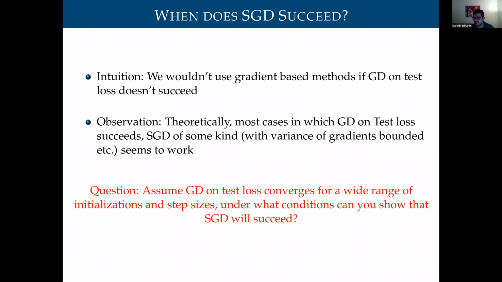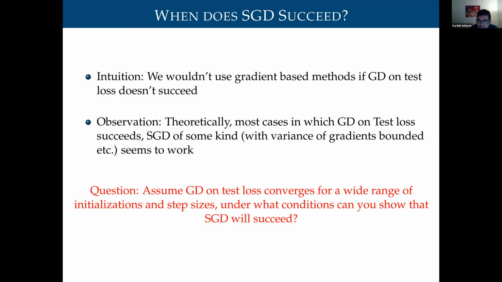And under what conditions can you show that SGD succeeds? For instance, is it true that, assuming capital L is smooth, and assuming that gradient descent on the test loss converges for any initial point and for a wide range of step sizes, say step sizes within the range of 1 over root n to 1 over n to the 3/4 or something like that, and they succeed in terms of some rate that depends on n, can you show that SGD will also succeed, or when is it the case that SGD will succeed? What kind of regularity conditions do you need?